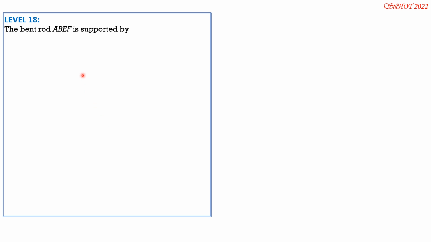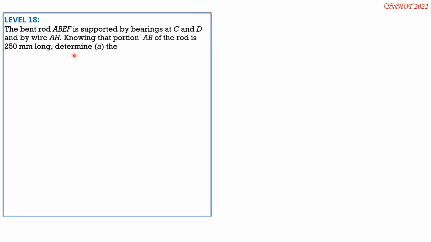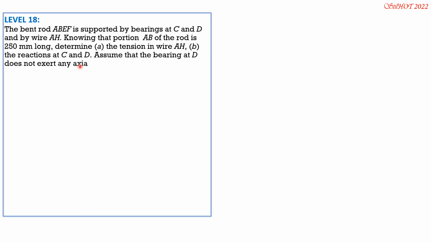The bent rod ABEF is supported by bearings at C and D and wire EH. Knowing that portion AB of the rod is 250 mm long, determine A, the tension in wire EH, B, the reactions at C and D. Assume that the bearing at D does not exert any axial thrust.